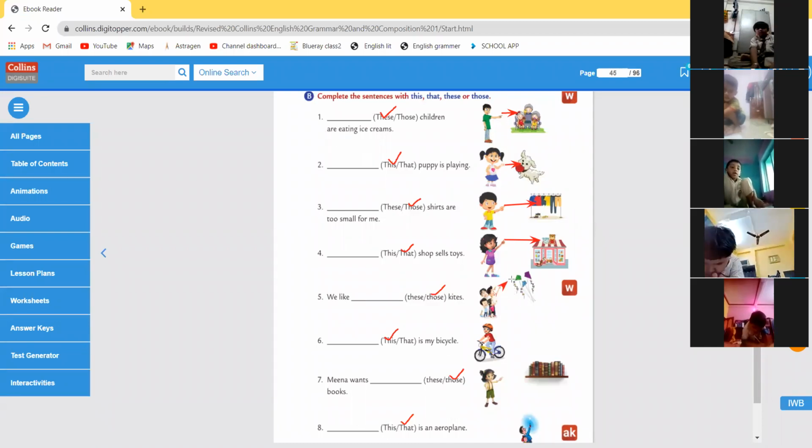Now you can tell me, ma'am, kite. So it will be these, no? No, because you know that kites fly in the sky. Acha. Here I will not put any because the boy himself is riding on the bicycle. Those are books, and here also it will be that is an aeroplane.